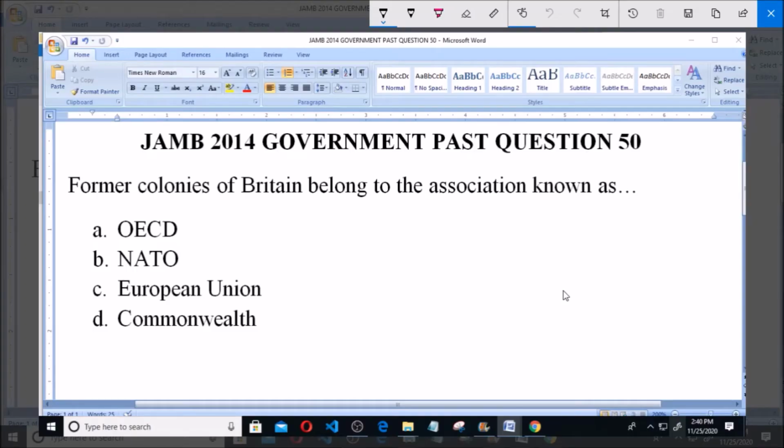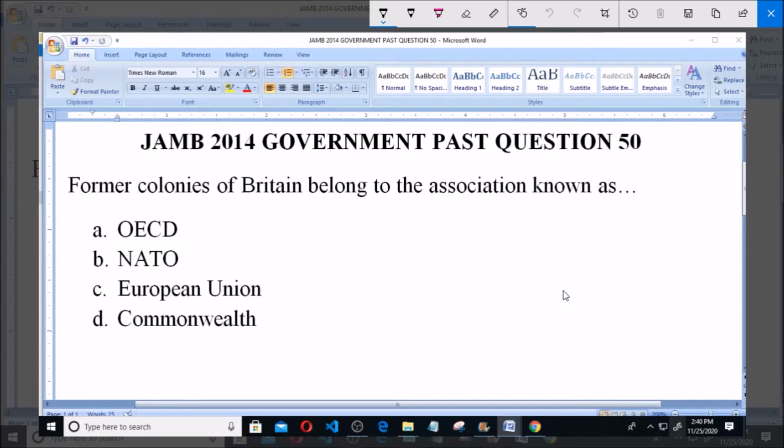Welcome. This is JAM Year 2014 Government Paper, Question number 50. The question says: former colonies of Britain belong to the association known as what? Former British colonies belong to the association known as what?